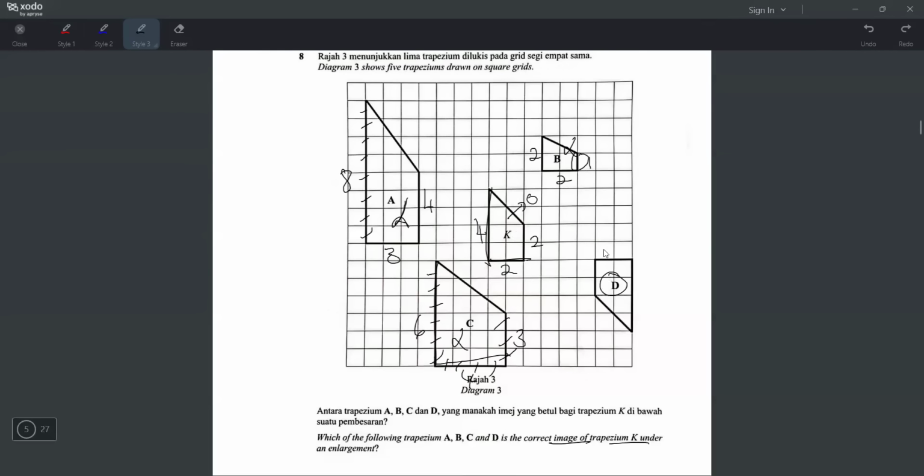So tinggal D sajalah. But let's count also. So this one is 2, this one is 2, this one is 4. Okay, you can see the ratio all will give you 1. 2 divided by 2 is 1, 2 divided by 2 is 1, 4 divided by 4. So the ratio is equal. So D is the answer.